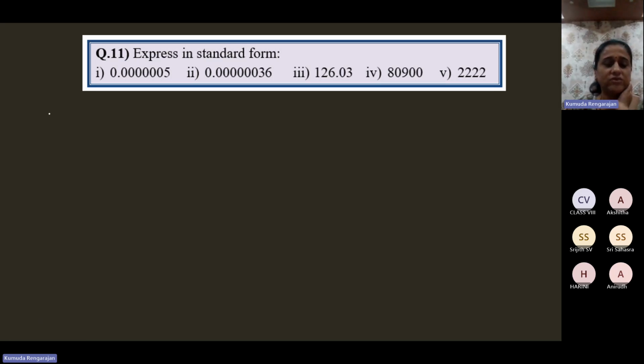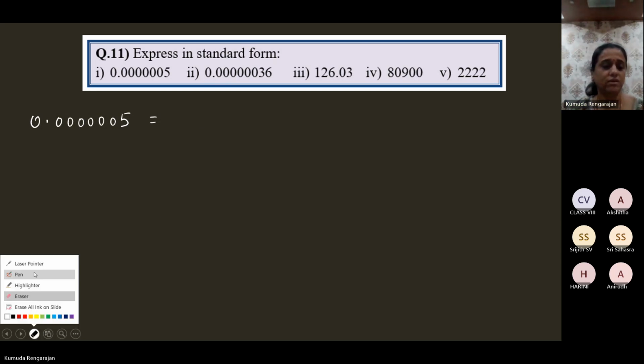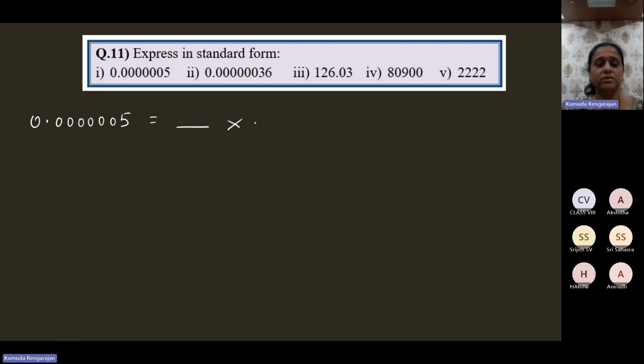Okay. Now let's see the first one. 0.0000005. Now you'll have to bring this number. See, so standard form looks like something into 10 to the power something, like this. This is how it looks. Into 10 to the power dash. All right. Now the decimal point is here. Now the value of this number is less than 1.